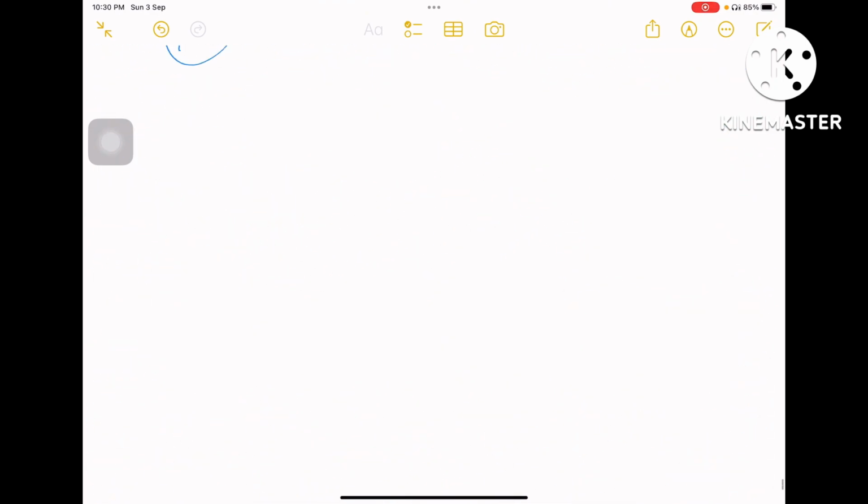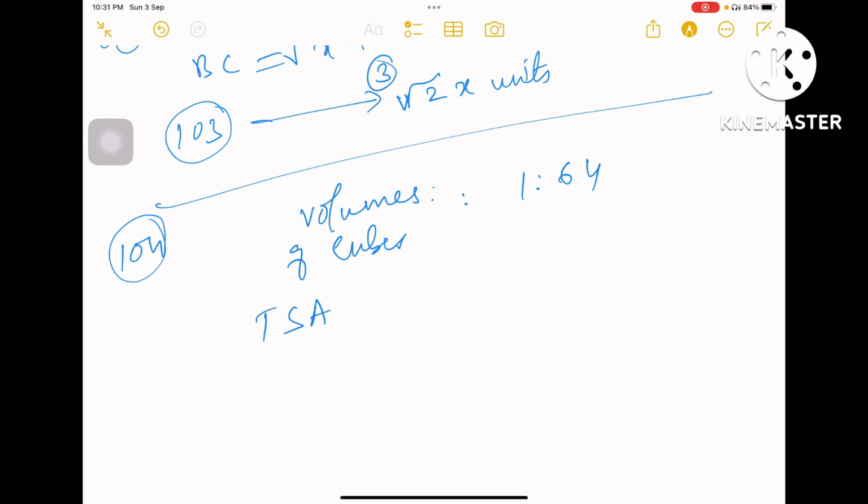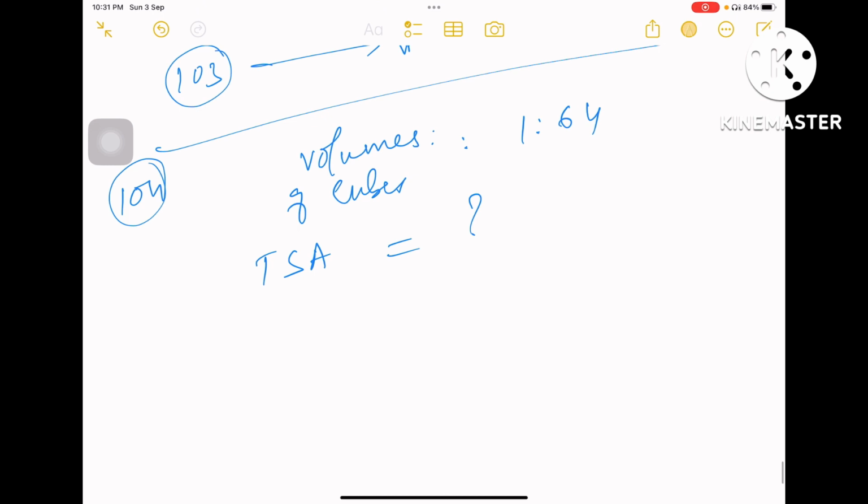He is asking us question number 104. Volumes are in the ratio 1:64. What will be the ratio of TSA? First we need to understand the volume of a cube. Suppose V1 by V2, the volume ratio is 1/64. So it is actually A1 cube by A2 cube.